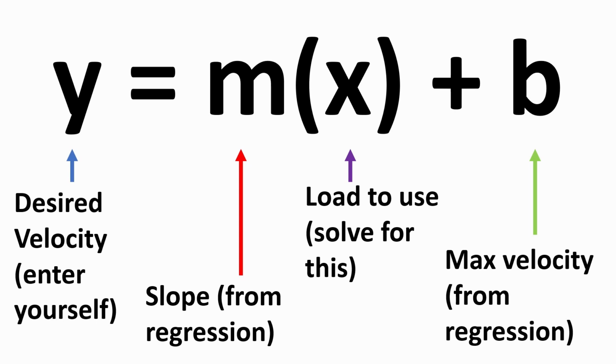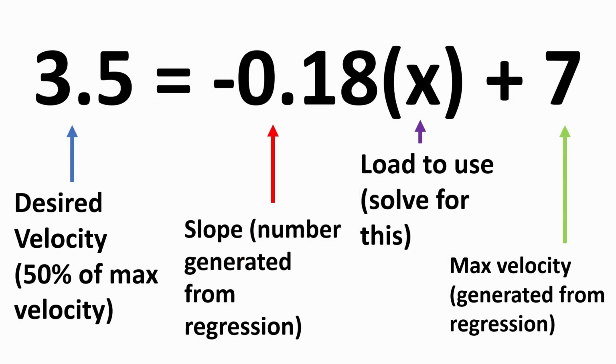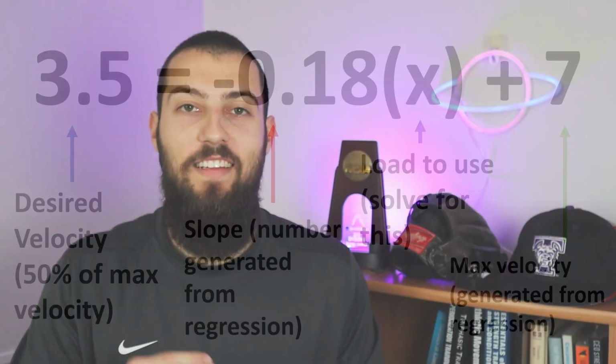So if b is our max velocity, we'll take half of that. So let's say b is 7 meters per second if we're sprinting. I put 3.5 in for y because that's the velocity I want to run at. So 3.5 equals m, which is already calculated, x you leave as x, plus b, which is 7. Then you just work backwards and solve for x, and that tells you how much weight to use to run at 50% of your max velocity or max power.